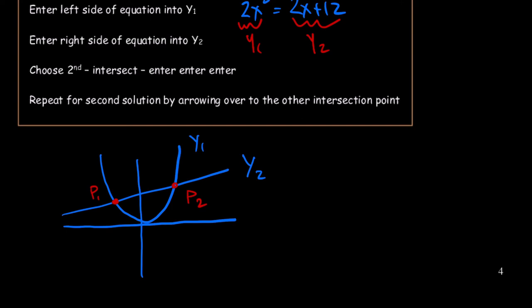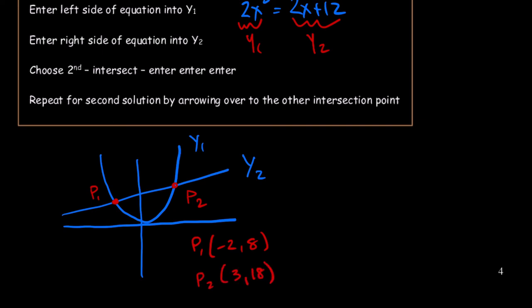Now in the calculator, remember you do second, calc, intersect. And what you're going to do is move your cursor and it'll say graph 1, hit enter. Graph 2, enter. Guess, and then just move it close and hit enter. So on your calculator, it must say intersection. Then when you get those coordinates, you just write them down. So the coordinates for P1 are negative 2, 8. And my coordinates for P2 are 3, 18.